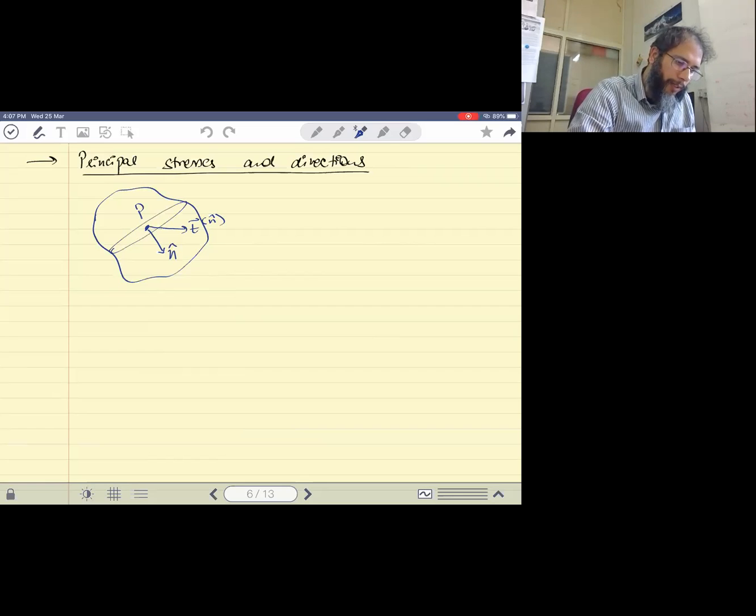So if I take a component of T along n hat, then this is called the normal component or sigma n, and the component of T perpendicular to that is called sigma S.